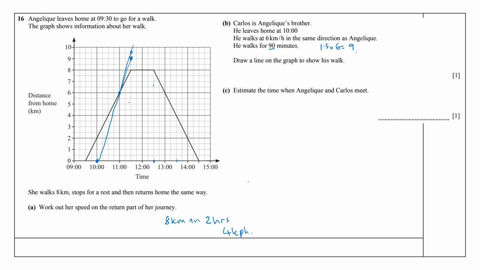Estimate the time when Angelique and Carlos meet. I think that they'll meet at 11 a.m. That's where those two lines cross. Okay, that's a good estimate. The reason it's only an estimate is because they might not walk exactly 6 kilometers per hour and exactly 4 kilometers per hour at all at the exact same times.